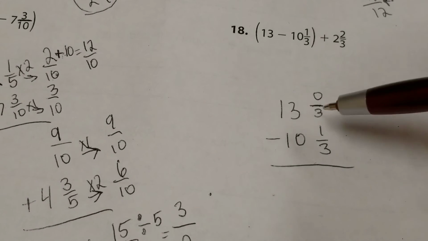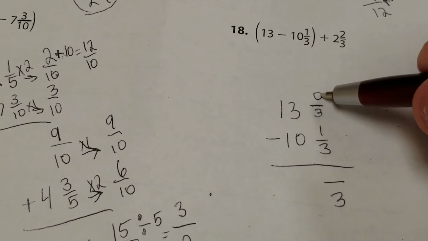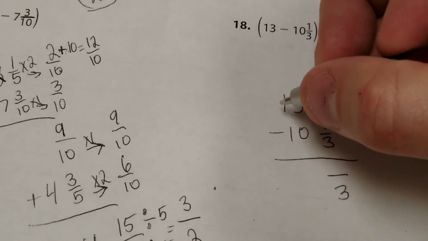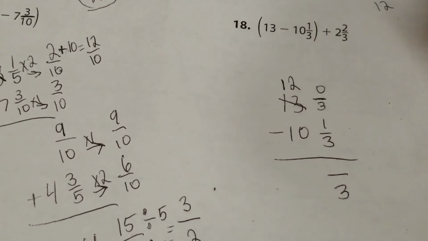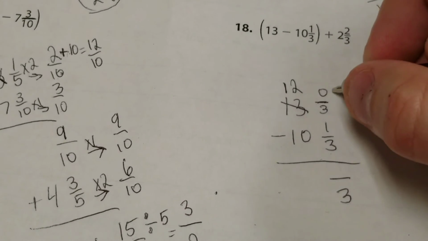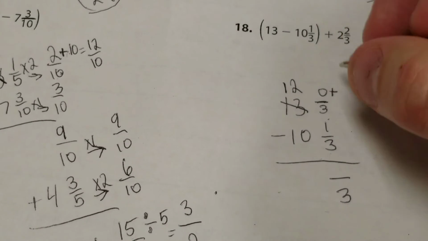So now we're ready to subtract. Thirds minus thirds is thirds. Well, what's 0 minus 1? Well, if you have nothing, you can't subtract anything from it. So we have to regroup. We're going to change our 13 to 12. We're going to bring this whole over to the fractions. We had 0 pieces, but we're bringing over 3 pieces.